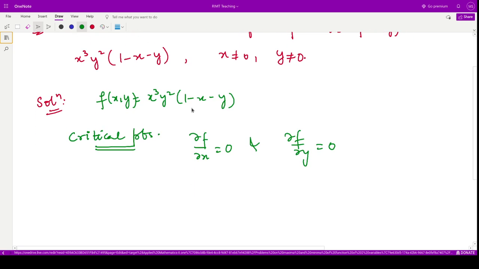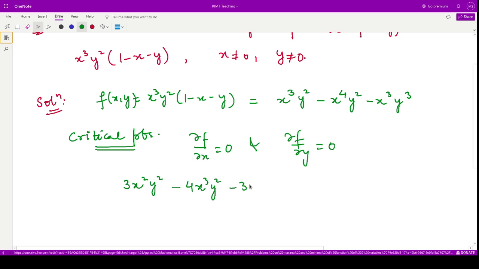So what would be del f by del x? We have to take the derivative of this function. You could expand this one: you have x cube y square, then minus x to the power 4 y square, and then minus x cube y cube. Now you can very easily take the derivatives. With respect to x, it would be 3x square y square, and then minus 4x cube y square, and then minus 3x square y cube. This is equal to 0. This is for the first term.